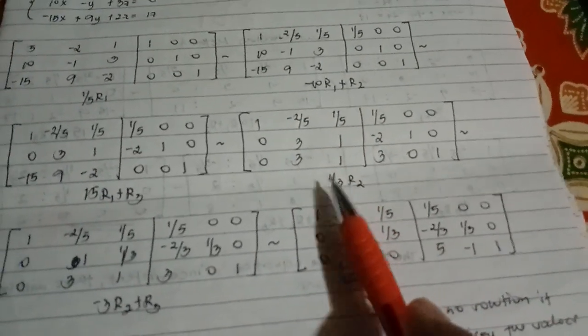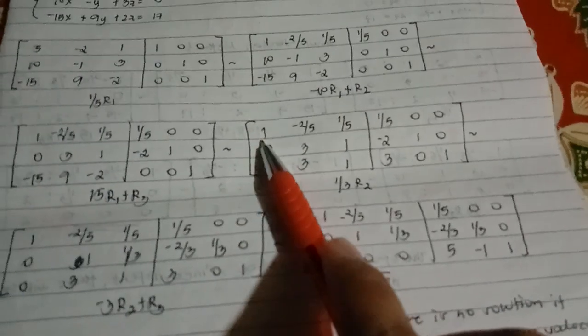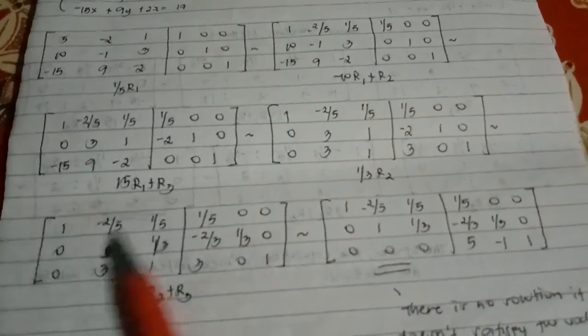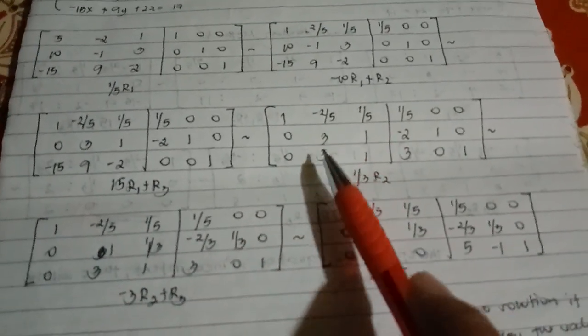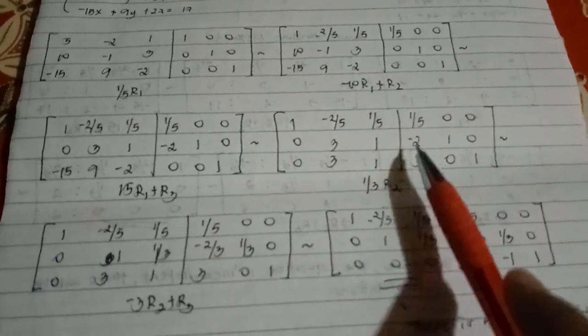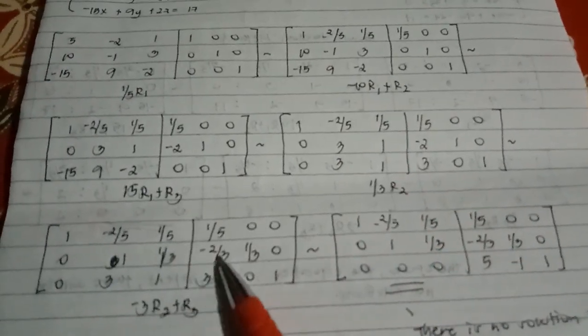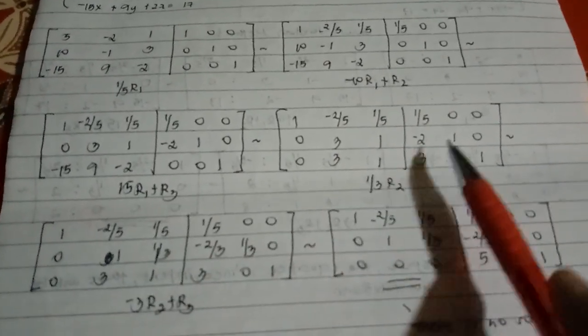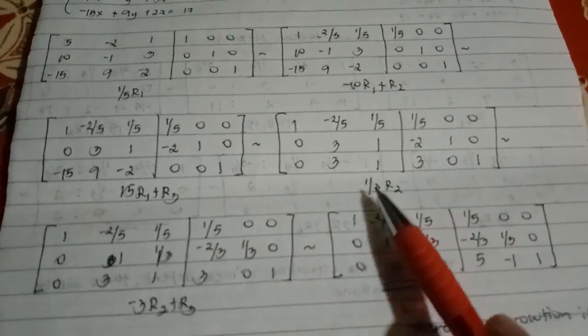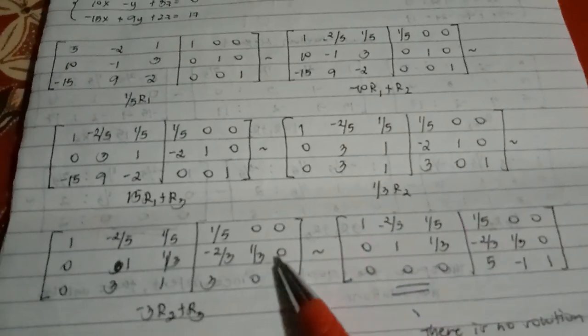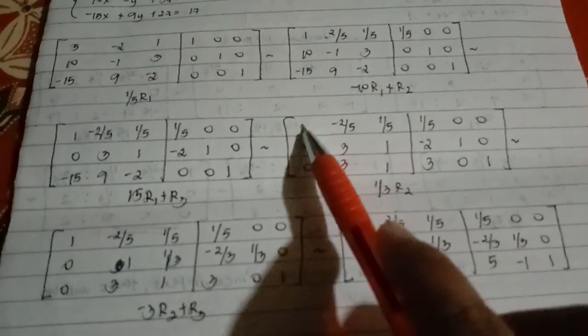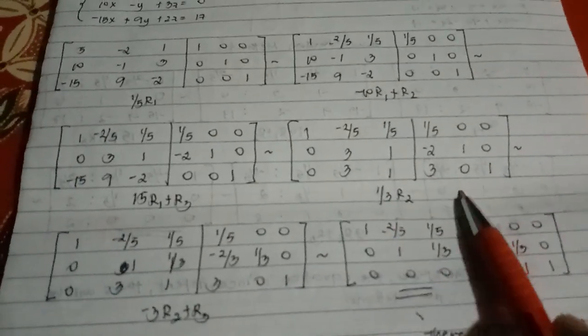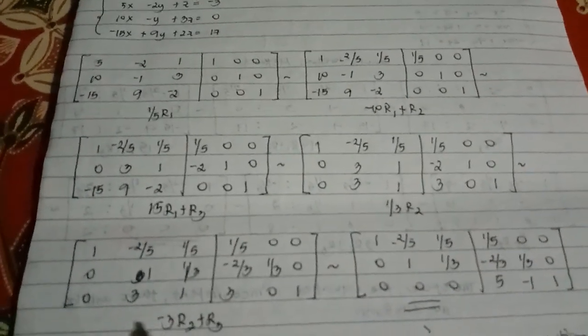So -1/3 times 0 is equal to 0. 1/3 times 3 is equal to 1. 1/3 times 1 is equal to 1/3. 1/3 times -2 is equal to -2/3. 1/3 times 1 is equal to 1/3. 1/3 times 0 is equal to 0. So copy the first column and then the third column. So the next goal is the third column.